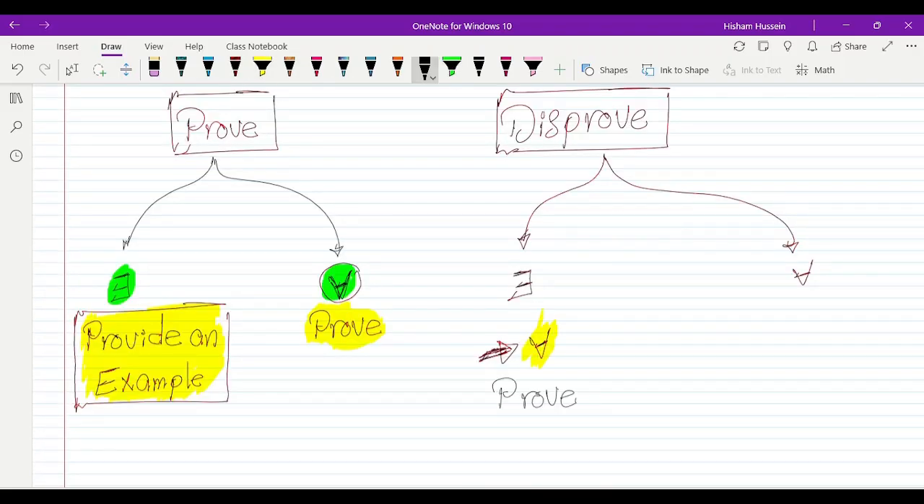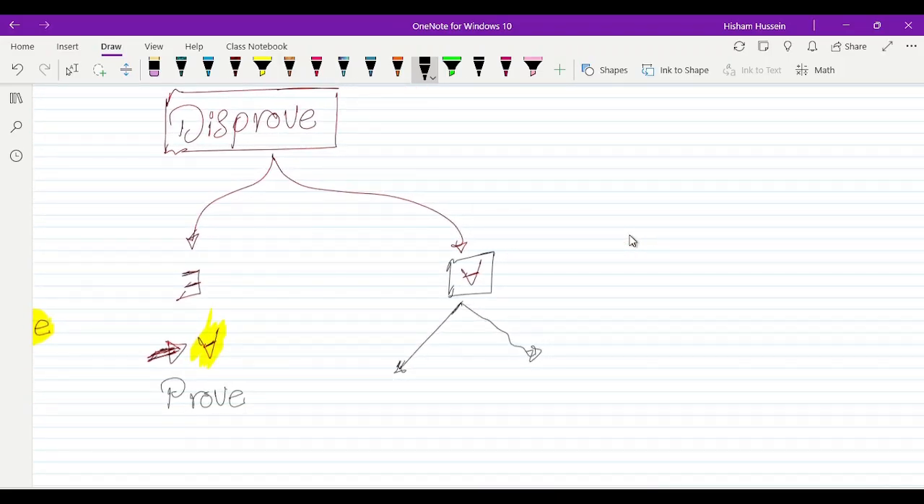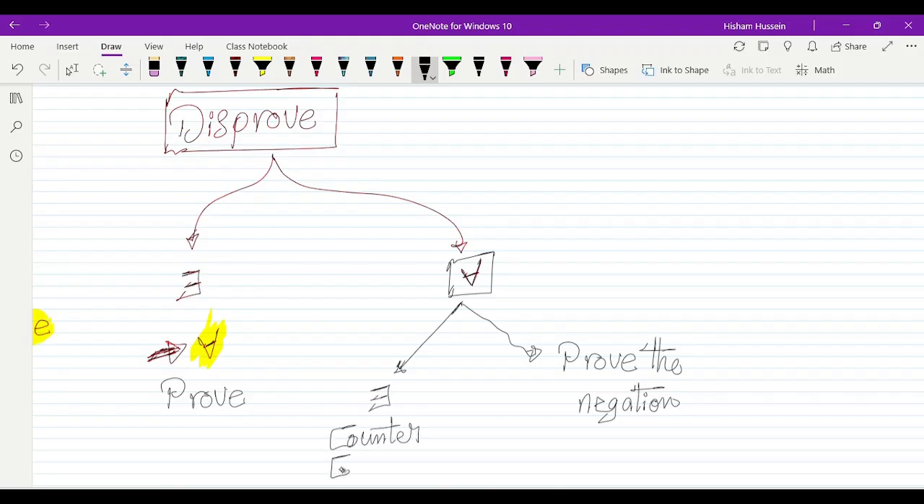But regarding for every, here we have two ways to disprove a statement that starts with for every. The first way is to negate the statement, and then prove this negation. The second way for disproving a statement that starts with for every is there exists a counter example. Just to provide a counter example.